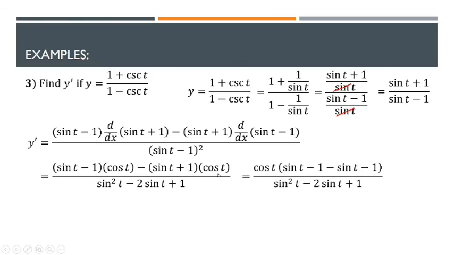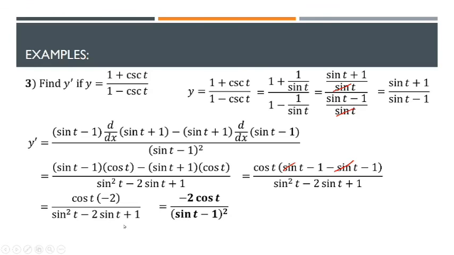So factoring out cosine t, we have sine t minus 1 minus sine t minus 1. So sine t minus sine t is 0. So negative 1 minus 1 is negative 2. So cosine t times negative 2 over the denominator. For the denominator, we just change it back to the square since it is shorter. So we have nothing else to cancel out. So that's the simplified form.